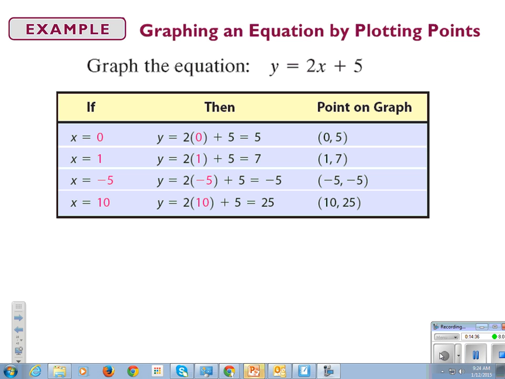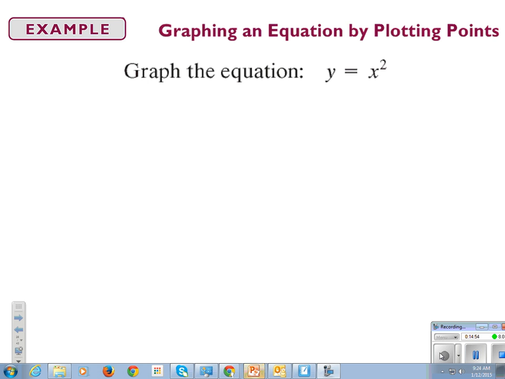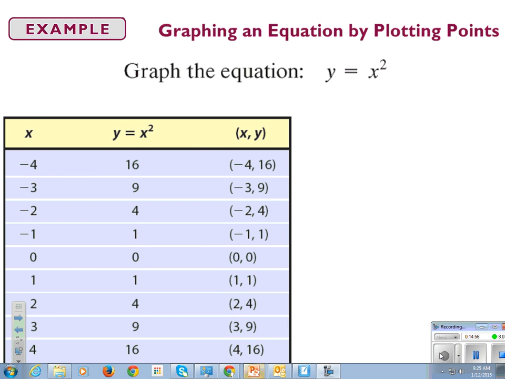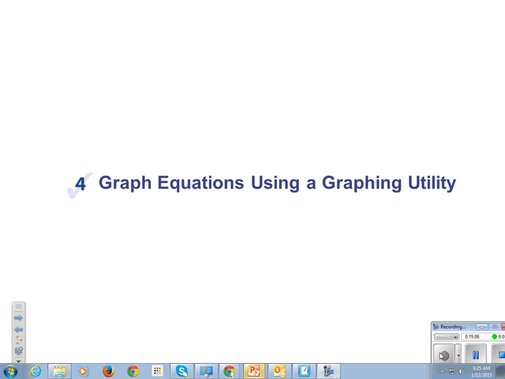So making an XY table, if x is 0, y is 5, x is 1, y is 7. This is a quick and easy way to get a nice little shaped graph. Plot the points, use a straight edge, go to 10. Parabolas are U-shaped. Sometimes they're on the y-axis, sometimes they're on the x-axis. Just be wary of each of those.